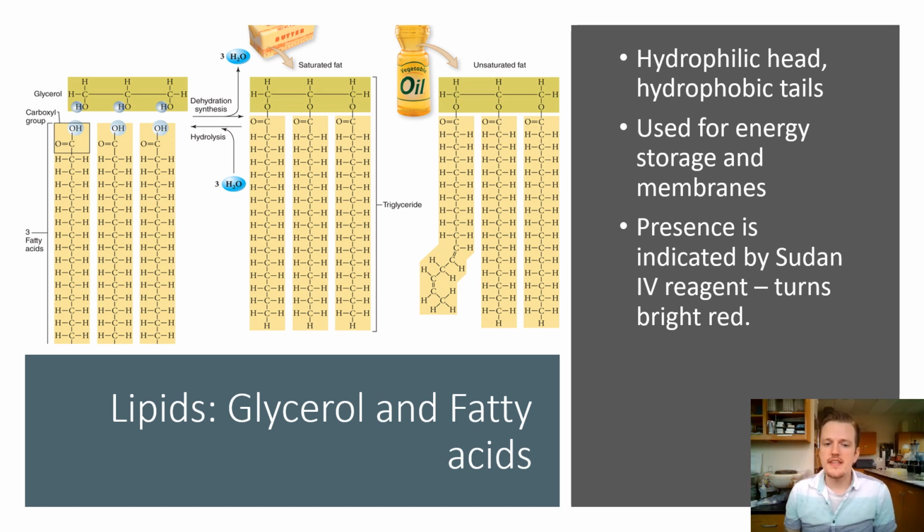The presence of these lipids is indicated by the Sudan 4 reagent, which turns bright red. In your lab manual, you should have the difference between saturated fat and unsaturated fat. So make sure you know the difference and where they come from. Saturated fat is typically going to come from animals, whereas unsaturated fat is going to typically come from plants.